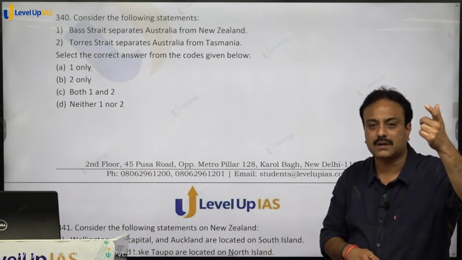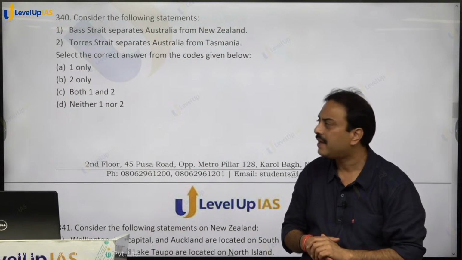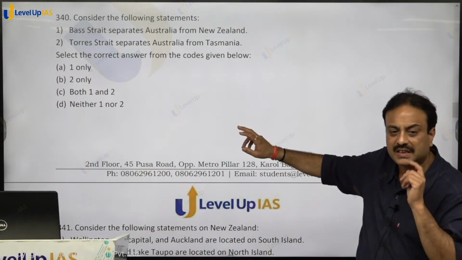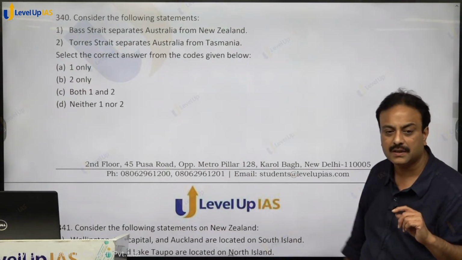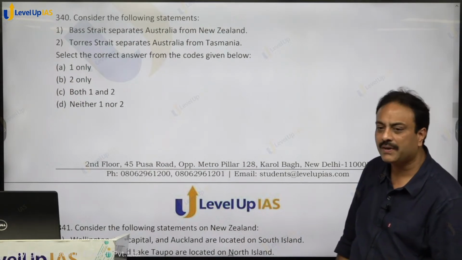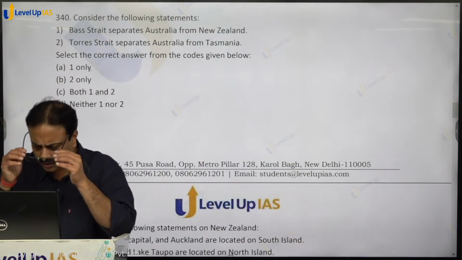Torres Strait is in the north. Papua New Guinea is separated from Cape York Peninsula of Australia by Torres Strait. Australia from Tasmania is separated by Bass Strait, and between Australia and New Zealand, what is that? Tasman Sea, right? So both the statements are wrong. So neither 1 nor 2 is the correct answer to this particular question.